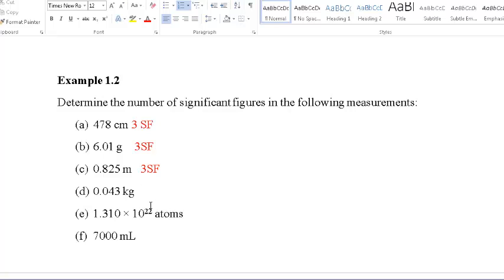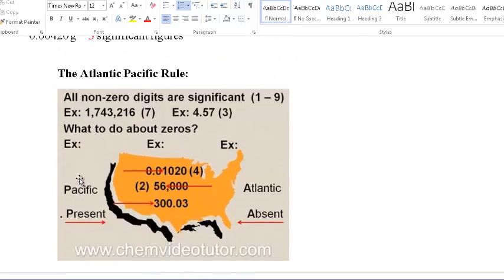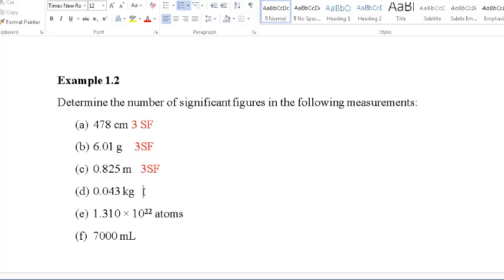0.043 kilograms, decimal present, so we're going to go from left to right. Pacific, decimal present. Atlantic, decimal absent. In this specific problem, the decimal is present, so we read it. Is this 0 sig? The answer is no. Is this 0 sig? The answer is no. Generally, zeros to the left are not sig, and this will be 2 sig figs. The 4 and 3 are definitely significant.